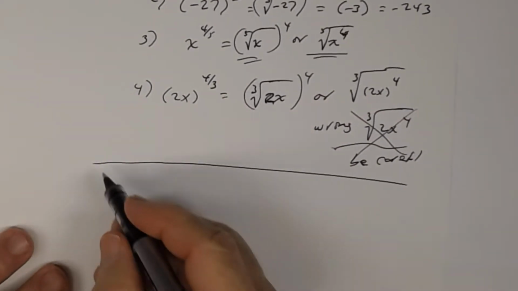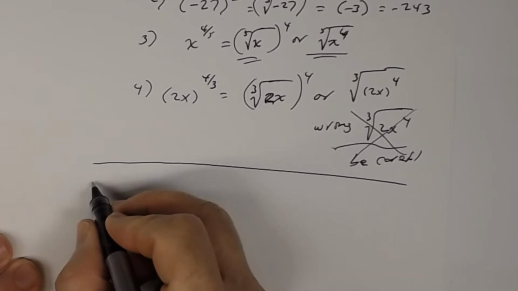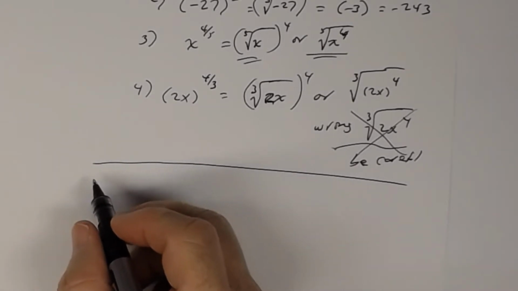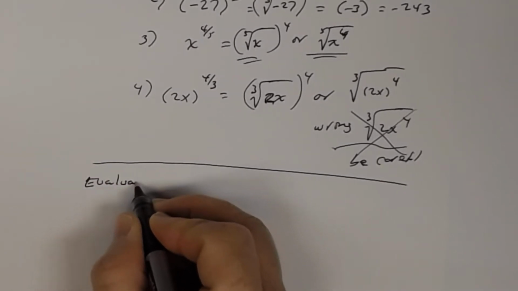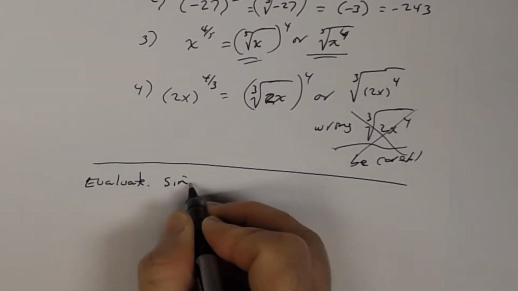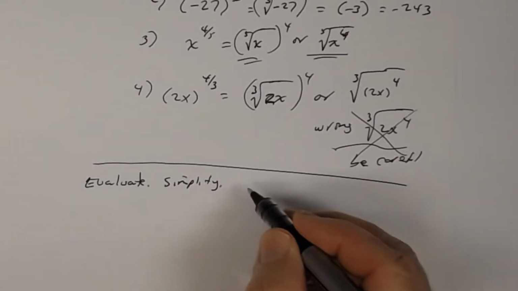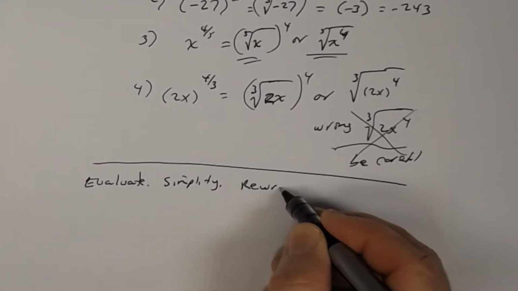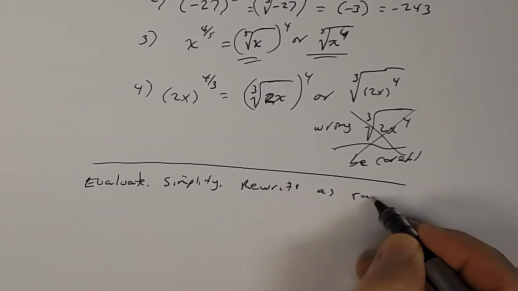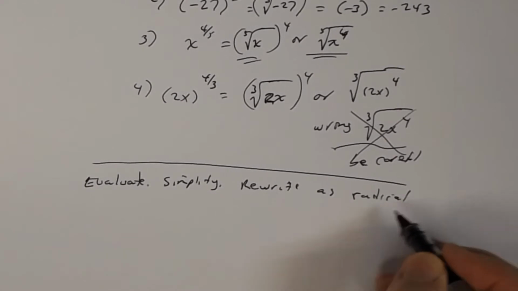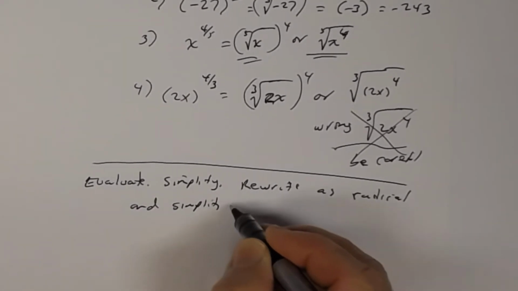Now let's look at our new idea here. It's going to say something like evaluate. It could say something like simplify, anything of that nature. It could say rewrite as radicals and simplify if possible, or anything like that.